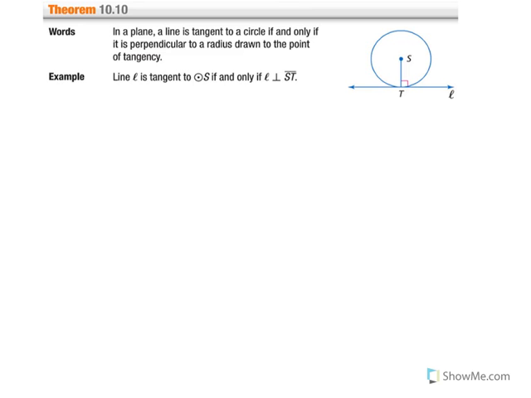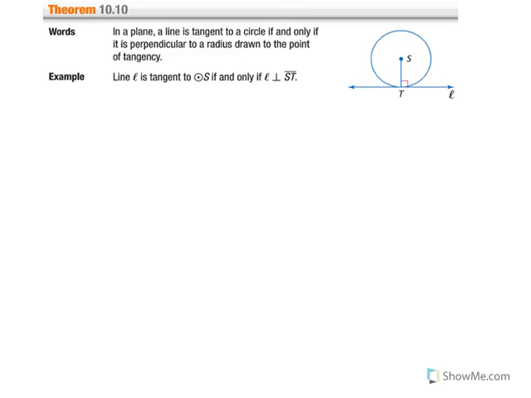So we are discussing in 10.5 tangents. We talked about tangents earlier in the year, and a tangent line is a line that only touches a circle once at something called a point of tangency. So Theorem 10.10 says, in a plane, a line is tangent to a circle if and only if it is perpendicular to a radius drawn to the point of tangency.